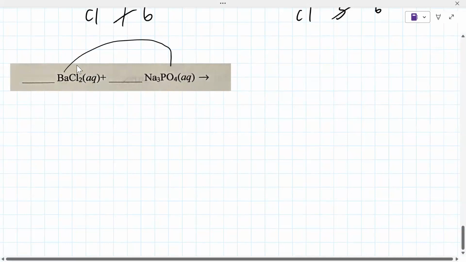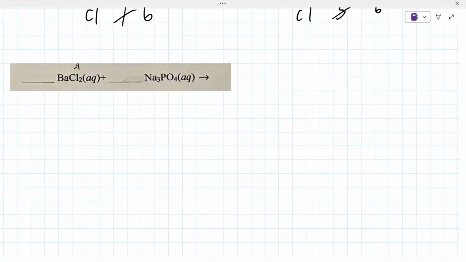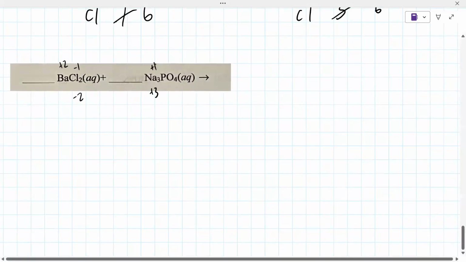So we talked about the idea that Cl is -1, so that's -2. That means Ba is +2. Na is +1, so that means this is +3. That means PO4 is -3 to balance it out.